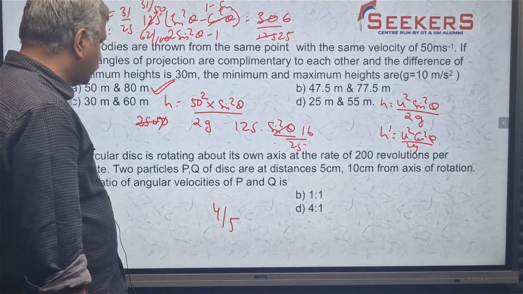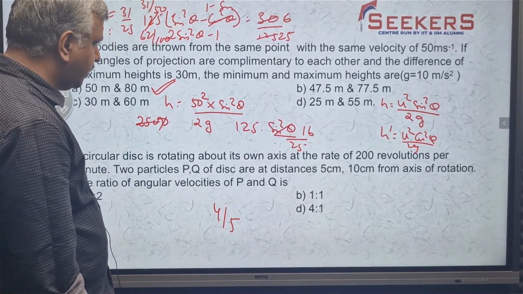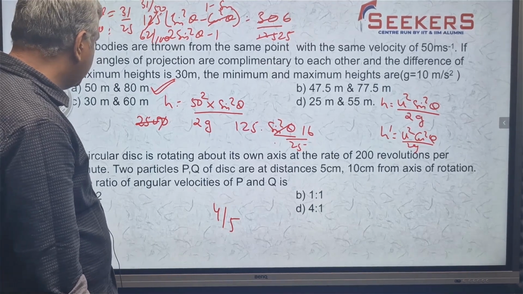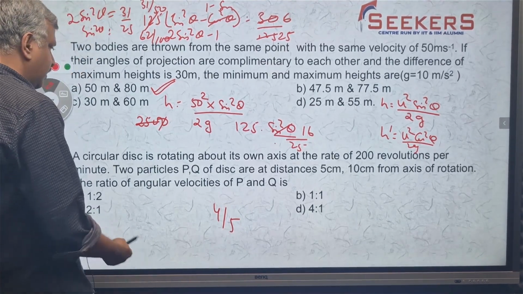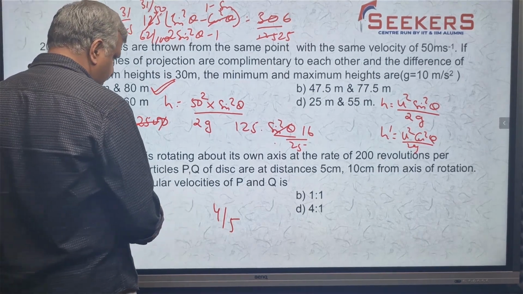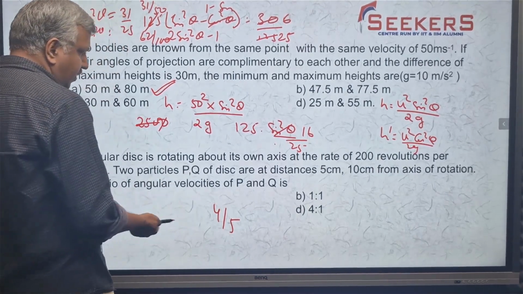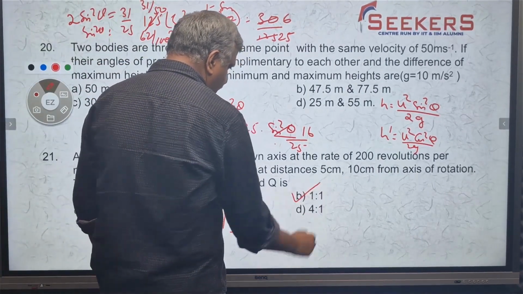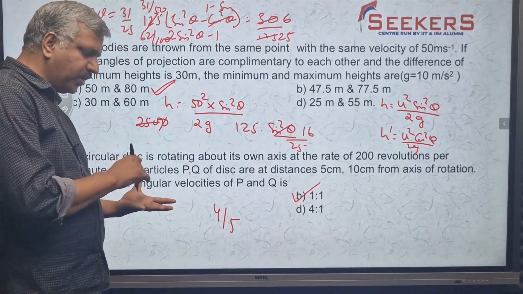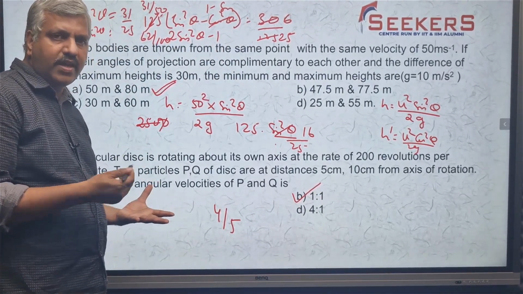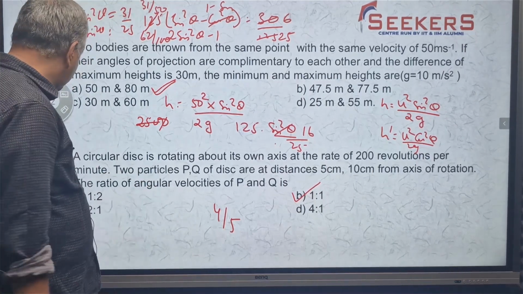A circular disc is rotating about its own axis at the rate of 200 revolutions per minute. Two particles are at a distance of 5 from the axis of rotation. The ratio of their angular velocities? Angular velocities are the same, 1:1. It is only the linear velocities which will be different. For a disc, when 2 points are given, every point on the disc has the same angular velocity. Linear velocities only will be different.